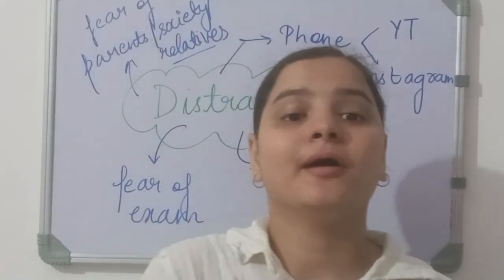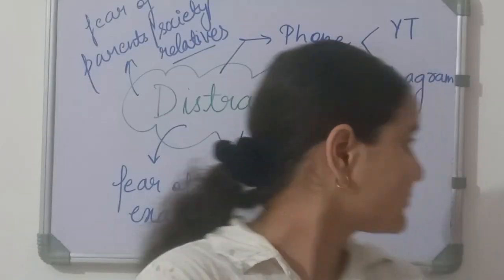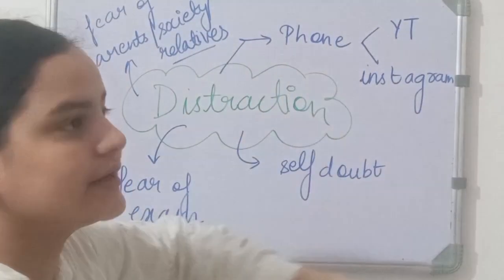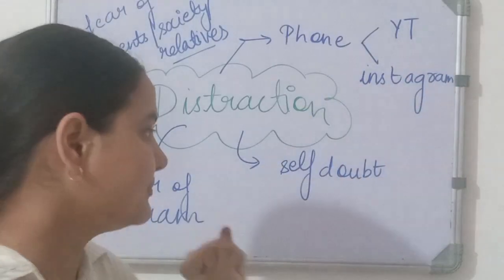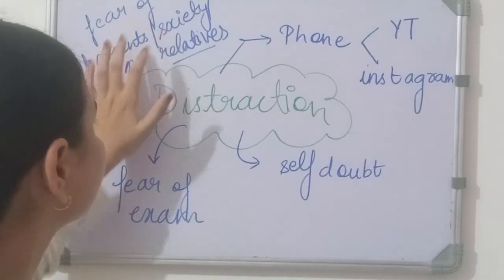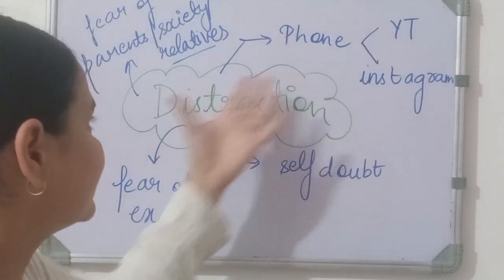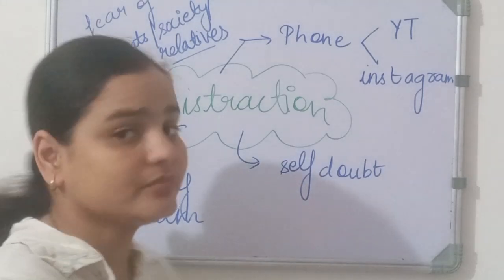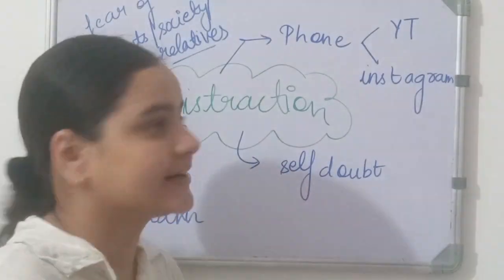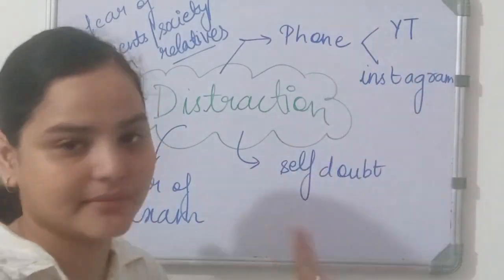Let's discuss the distractions that we face in our lives. These are the things that I have written. First one is phone. In phone we have YouTube and Instagram. Then next is self-doubt. Then fear of exams, fear of parents, society and relatives. So let's deal with each of these things. When I was in class 10th, I also used to get affected by all these things. But at that time I didn't have an Instagram account.